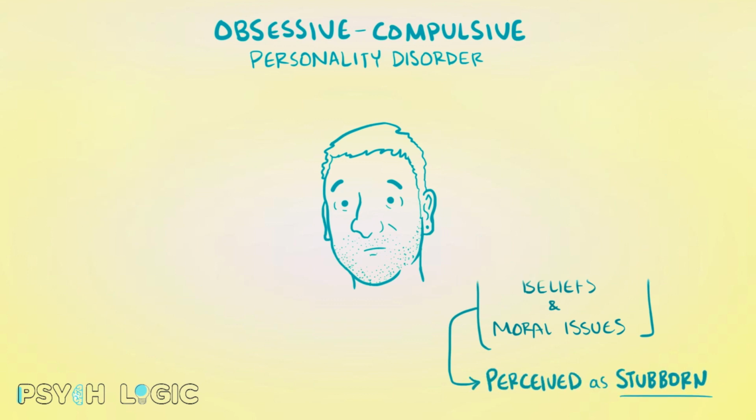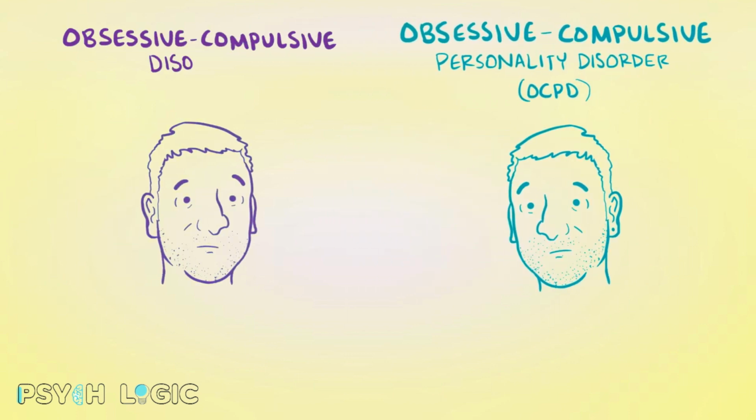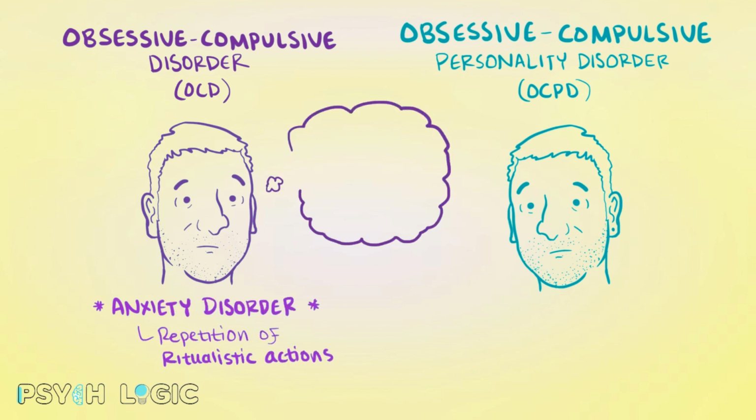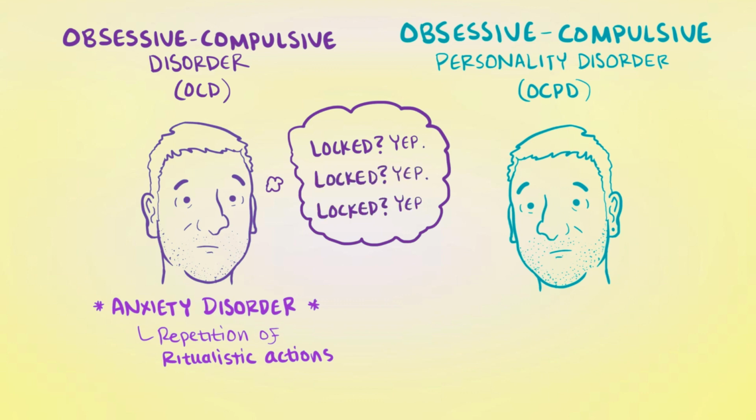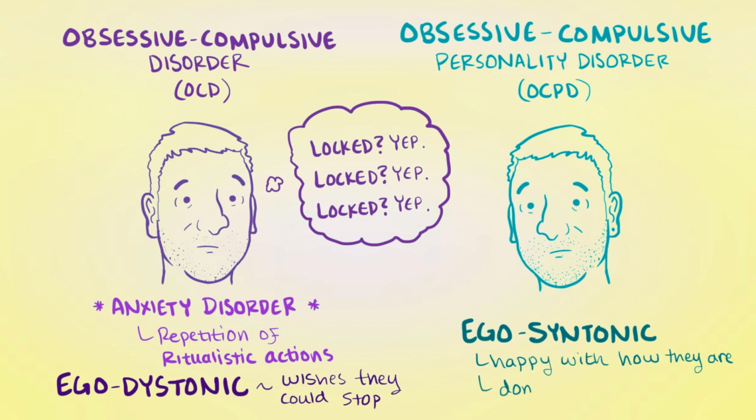The name Obsessive-compulsive personality disorder, or OCPD, sounds a lot like obsessive-compulsive disorder, or OCD, which is a different disorder with some overlap in symptoms. OCD is an anxiety disorder where there's a repetition of ritualistic actions, like checking the door over and over again to make sure that it's locked. The key difference is that OCD is called an ego-dystonic condition because the person wishes that he or she could stop the behavior. In contrast, OCPD is ego-syntonic, meaning that the person's generally happy with how they are and doesn't want to change anything about themselves.